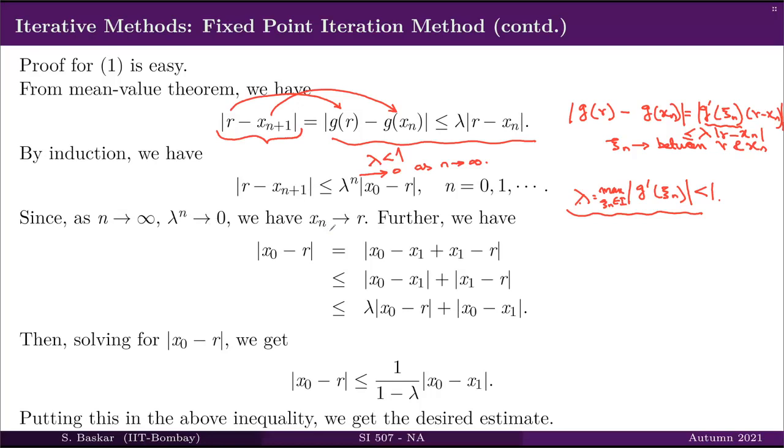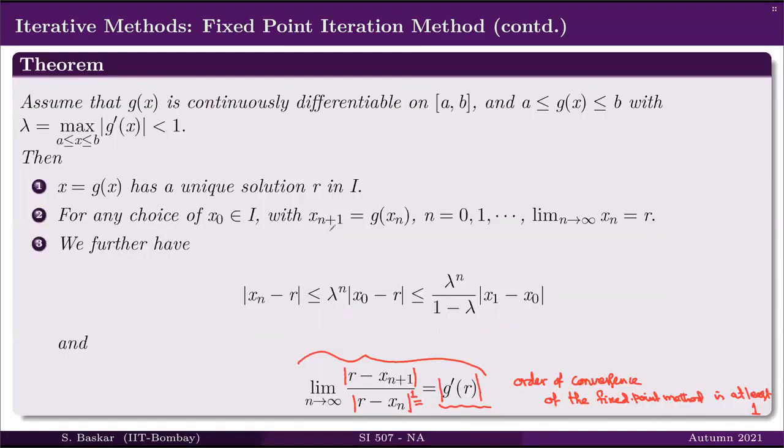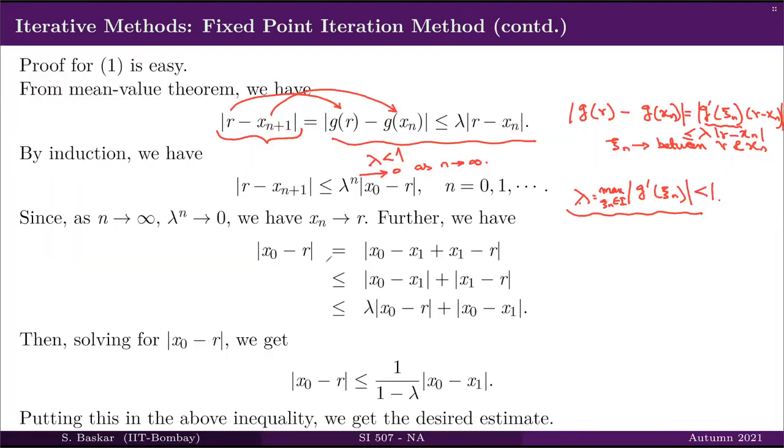Now let us go to prove the inequality that mod xn minus r is less than or equal to lambda^n divided by 1 minus lambda into mod x1 minus x naught. How will you prove that? Well, a small routine idea: mod x naught minus r can be written as mod x naught minus x1 plus x1 minus r. I'm just adding and subtracting x1, and that will be less than or equal to this, which is coming from the triangle inequality.